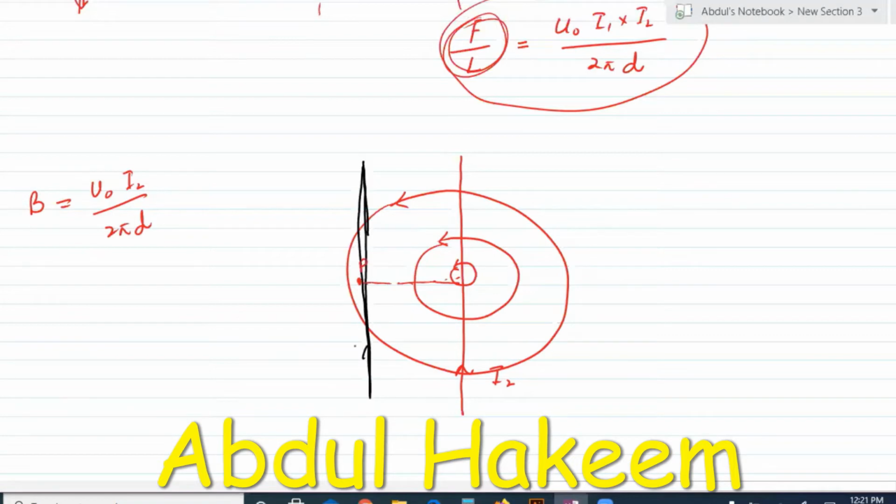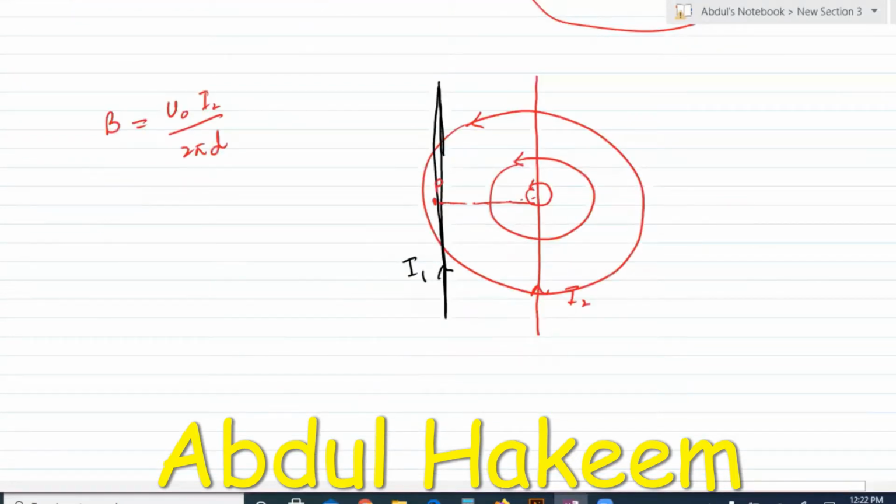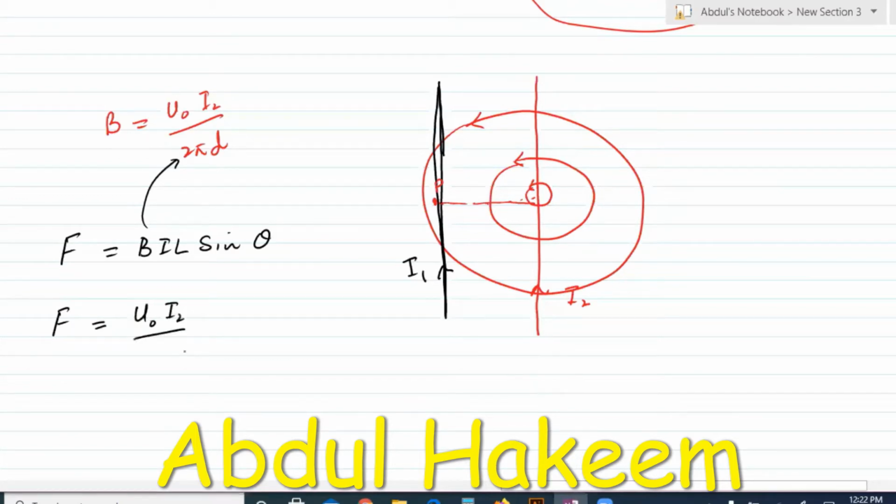And it is carrying current I1 in the upward direction, same direction. So when this black wire is placed in the field of the red wire, it will experience force according to BIL sine theta. Now the force experienced by the black wire is due to the magnetic field strength of the red wire, which is mu naught I2 over 2 pi d, and this is the current of the black wire I1, length of the black wire, and sine theta.